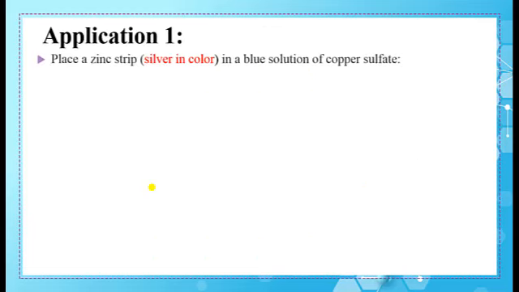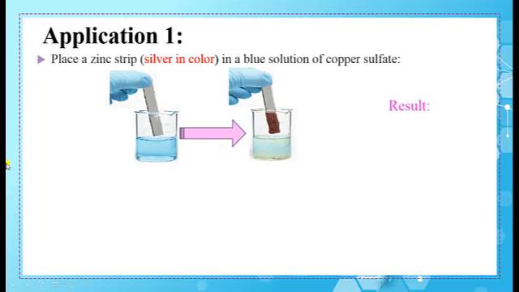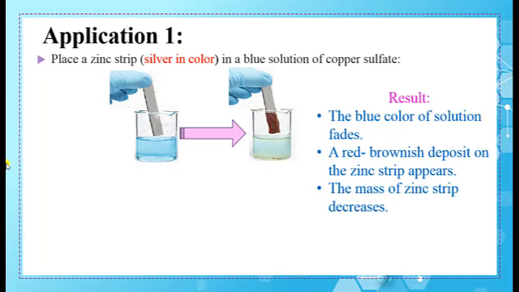Application of what we have taken. If we place a zinc strip, which is silver in color, in a blue solution of copper sulfate, as you can see here. Here we have the zinc strip, which has a silver color, placed in a copper sulfate solution, which is blue in color. Leave it for a few hours. Look, what can we observe? Here there is a brown deposit on the zinc strip, and the blue color of the solution fades. The result: the blue color of the solution fades, and a reddish brown deposit appears on the zinc strip. The mass of the zinc strip decreases.